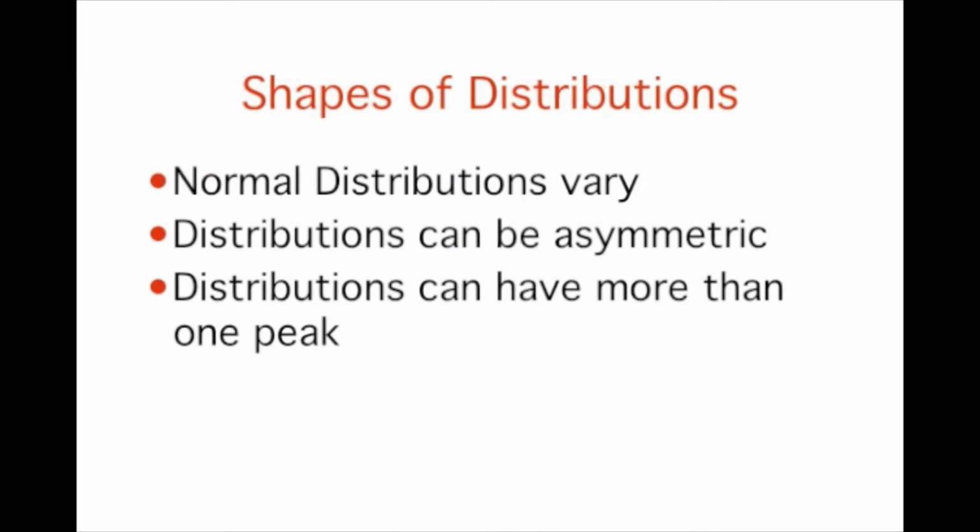Distributions have different shapes. They don't all look like the normal distribution. For example, the normal distribution is higher in the middle compared to its 2 tails. Other distributions need not have this feature. There is even variation among the distributions that we call normal. Distributions can also be asymmetric and/or have more than one peak.